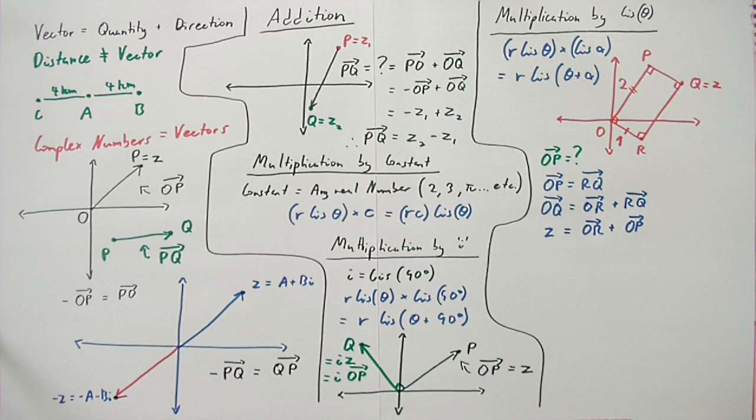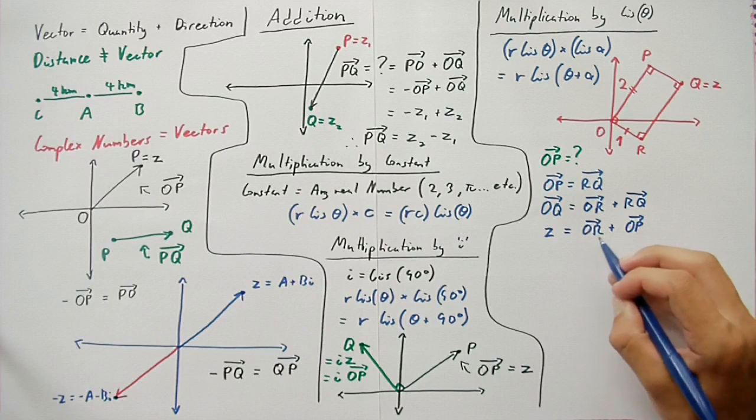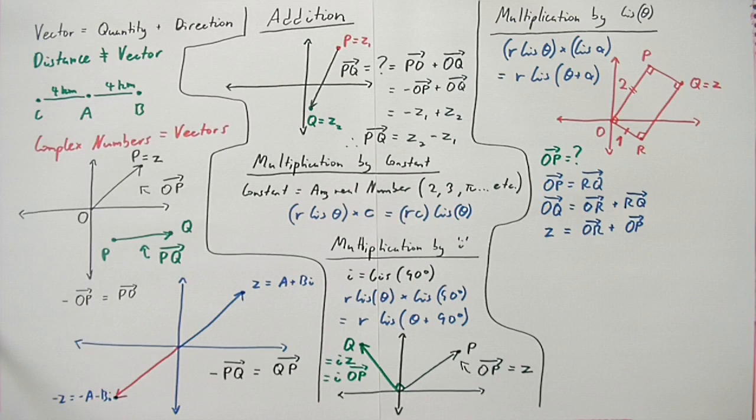So now we just have to get rid of this OR and we'll have our answer. However, when dealing with vectors, we can't exactly get rid of one vector or another. What we do is we convert one vector into another. So really we have to convert OR into terms of either Z or OP. To do that, let's take a closer look at OR. Well, OR has a distinct relationship with OP.